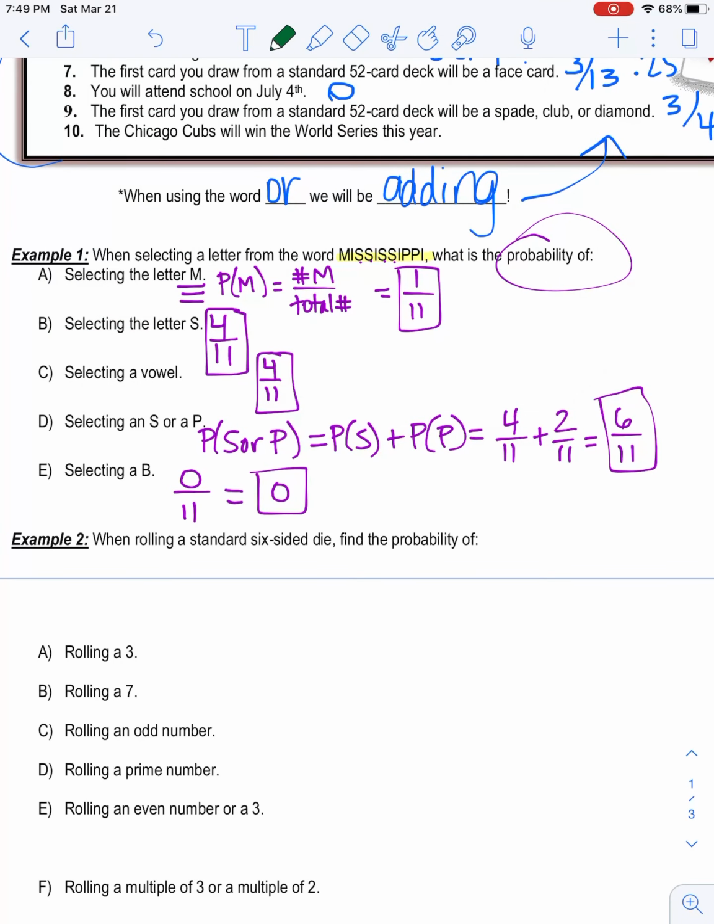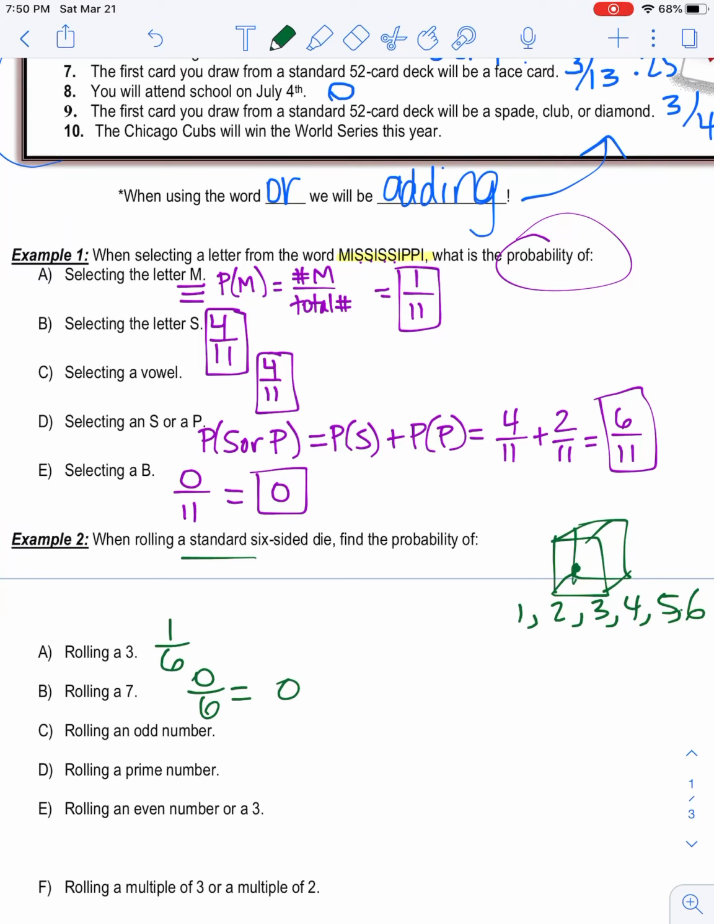All right, moving on to example 2. When rolling a 6-sided die, find the probability of, so let's just talk about real quick what a 6-sided die looks like. I'm no artist, but here's a cube, and we know on one side we have a 1, another side we have a 2, another side we have a 3, a 4, a 5, and a 6. And a standard die just means it's fair, that each outcome is equally likely. So for the probability of rolling a 3, that's 1 outcome out of 6. Rolling a 7 is impossible, so 0 out of 6, which is 0.